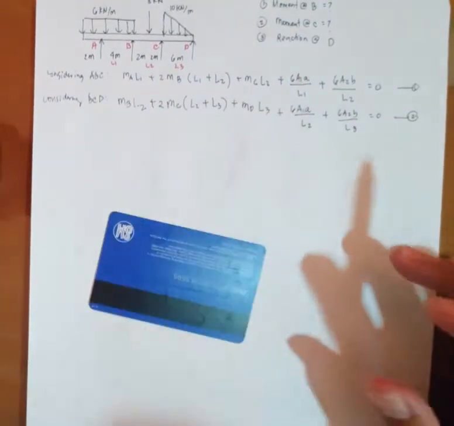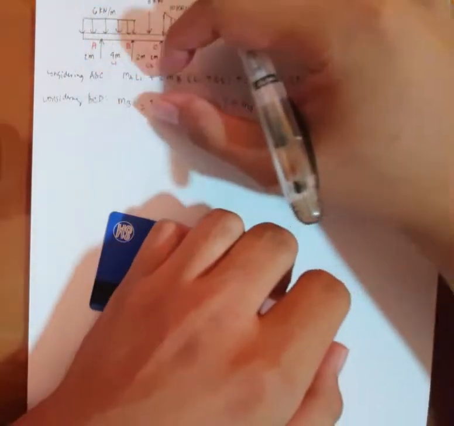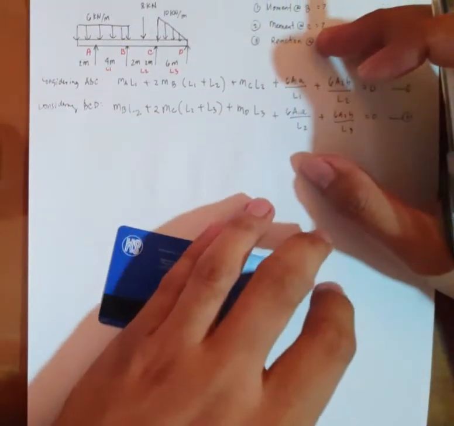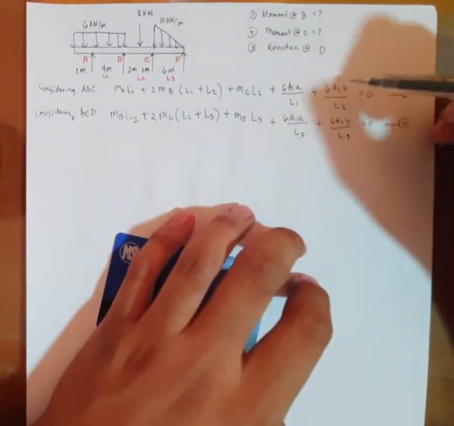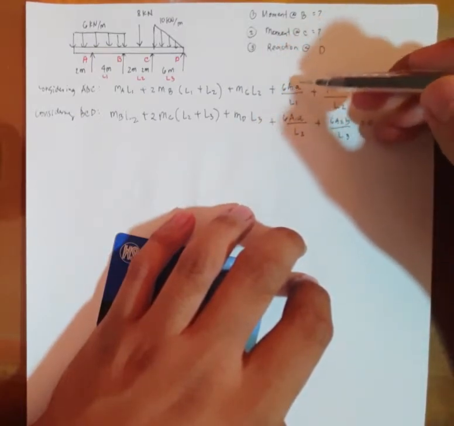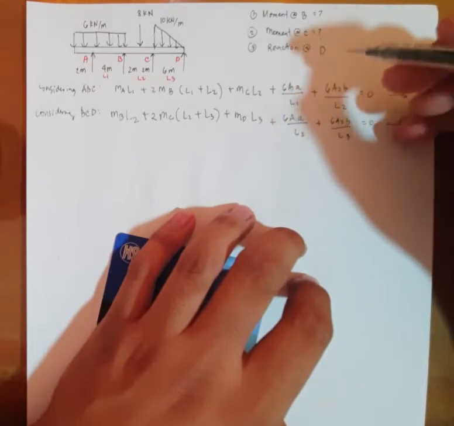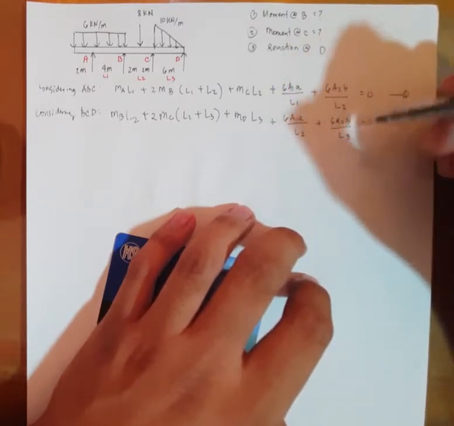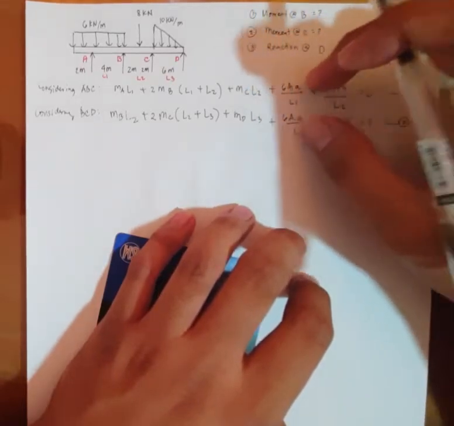So once you have the general equations, the next thing is to compute the value of 6A1A over L1, the factors, plus 6A2B over L2, this one also, and this one. Okay, compute these four.